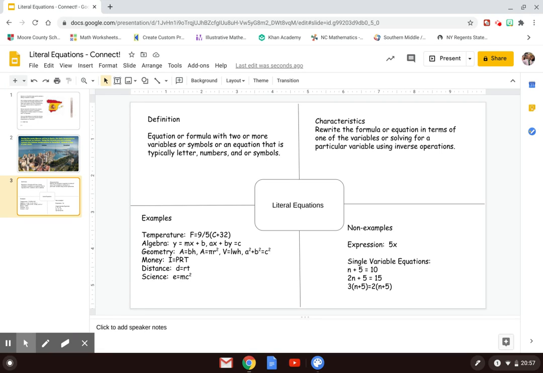So tomorrow, you will be doing the Passport for Learning exam, and I will send you an email with all the details about that. But Wednesday, when we come back together on Wednesday, we will be doing more literal equations.